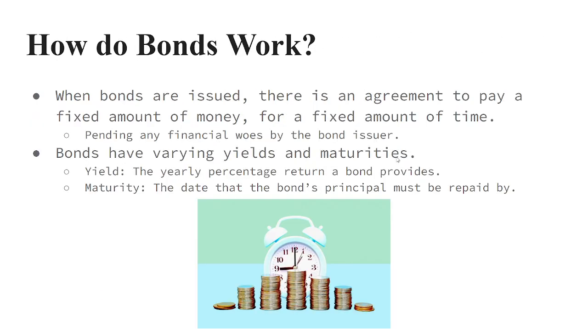Bonds have varying yields and maturities. So yield is the yearly percentage return a bond provides, and maturity is the date that a bond's principal must be repaid by.